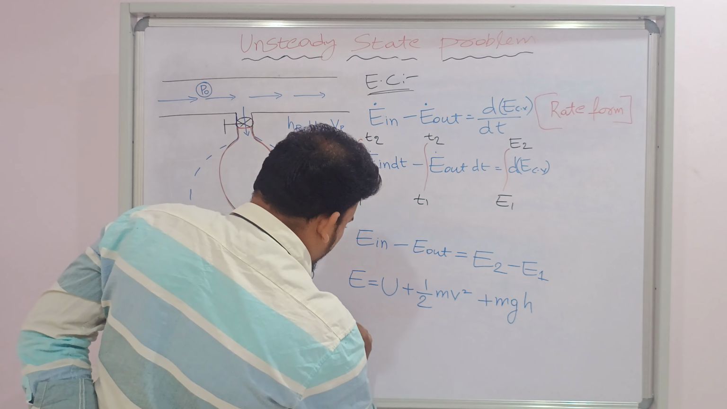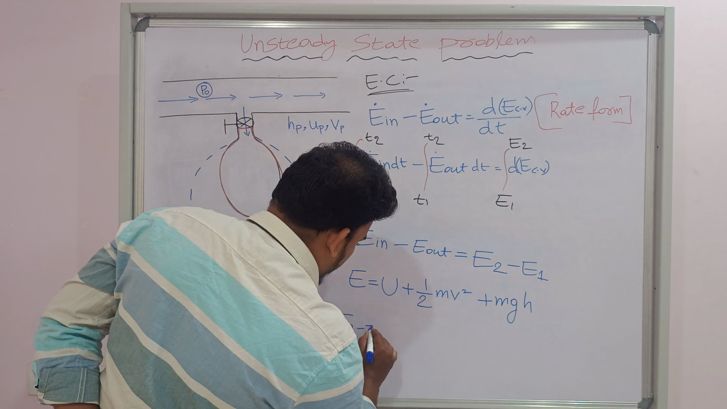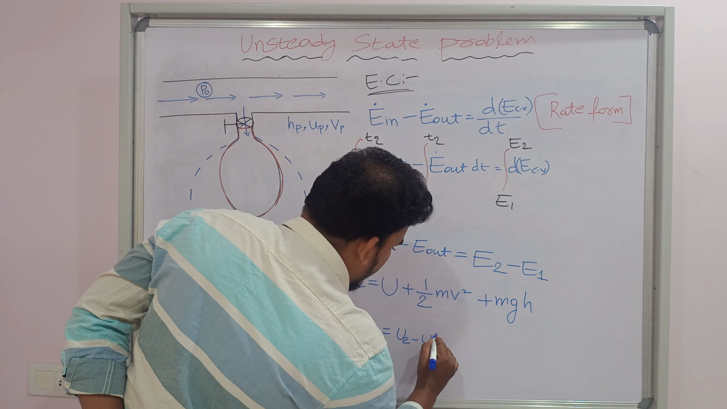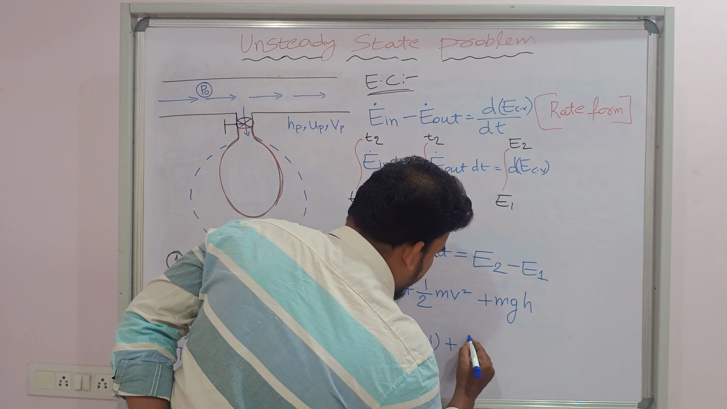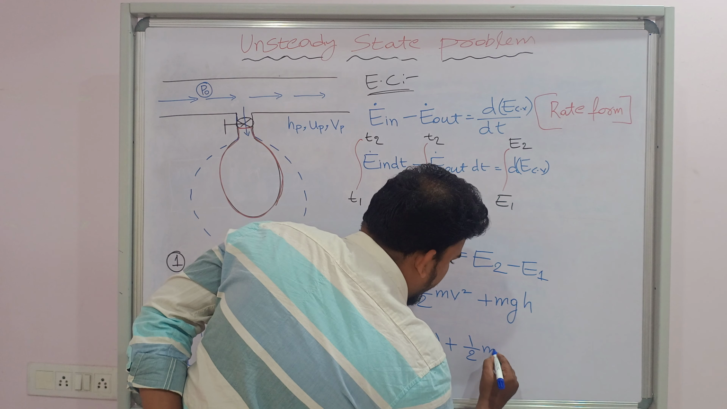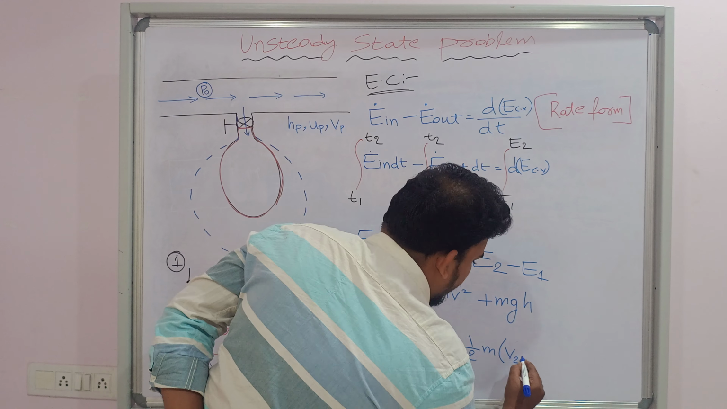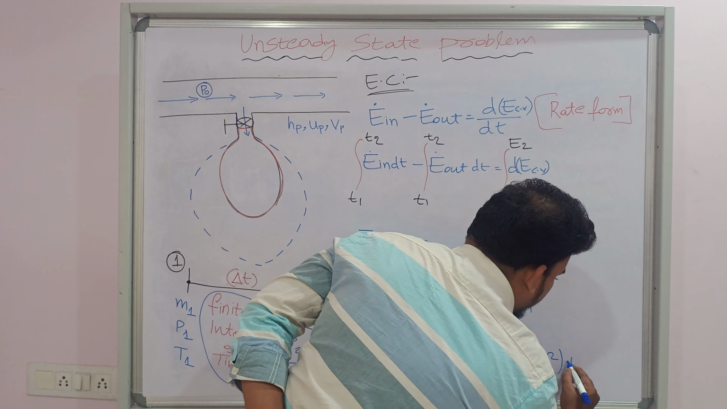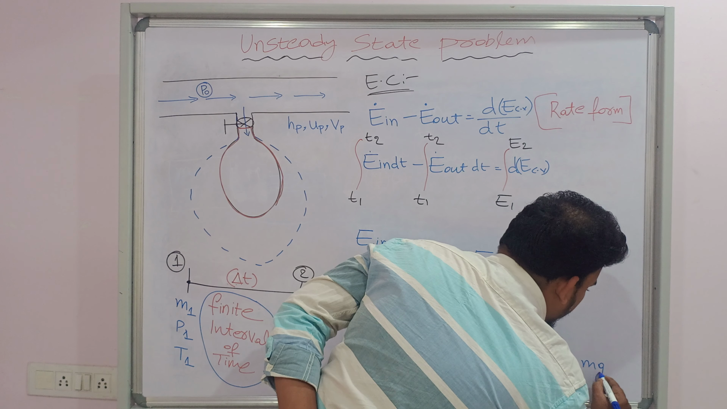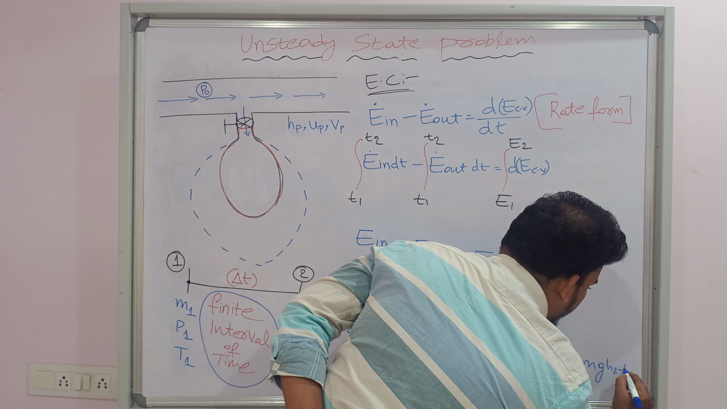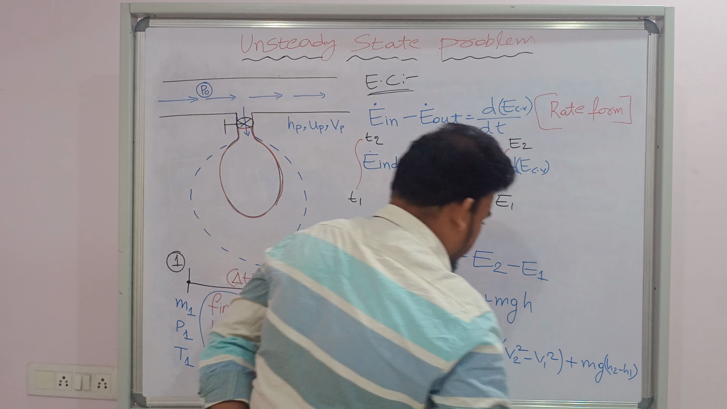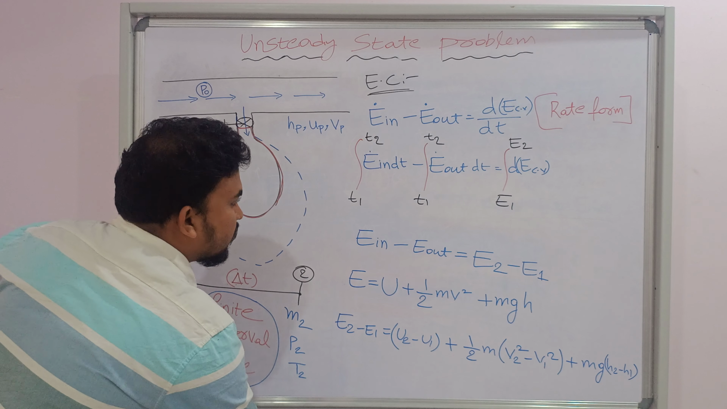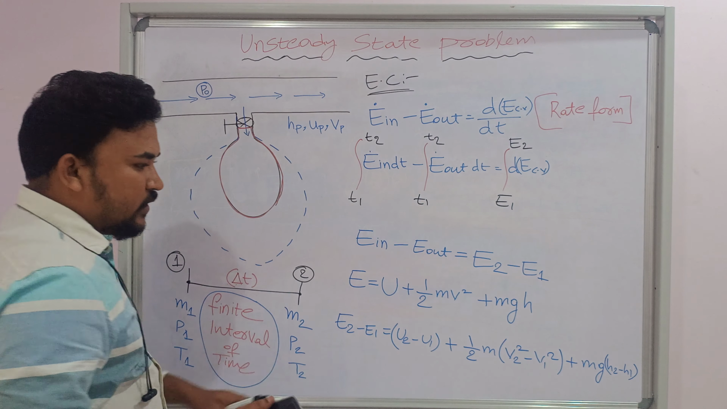So if I write E2 minus E1 is U2 minus U1 plus half into m, which is constant, into V2 square minus V1 square, plus mg into H2 minus H1. Correct? Till this there is no problem. I think we will go to the next board, because till this there is no problem, right?